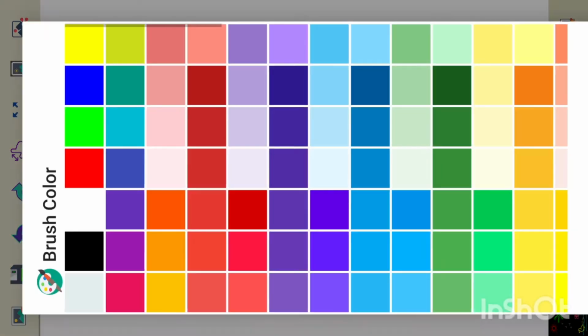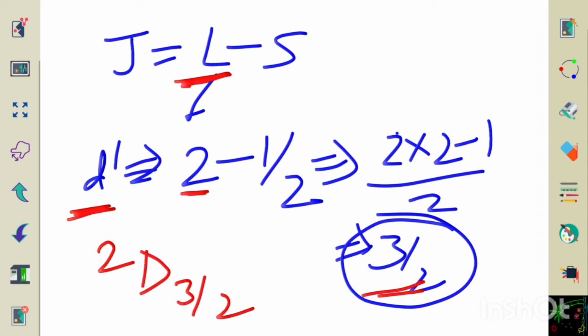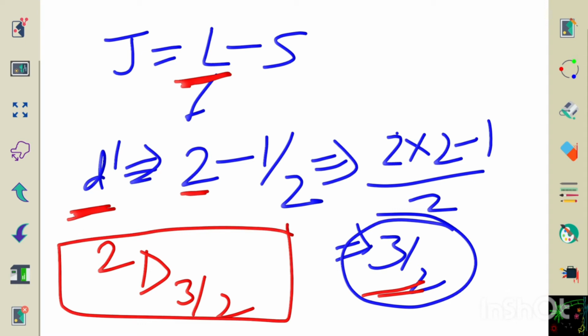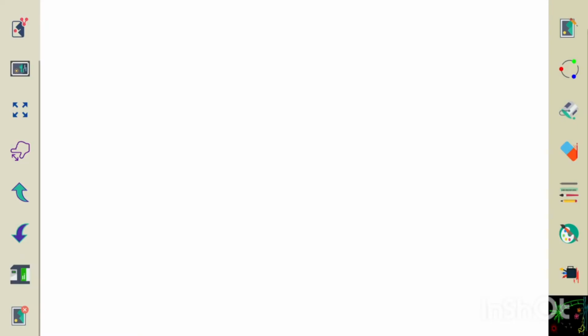So what will be the overall term symbol for the D1 configuration? It will be 2, which is equal to 2S plus 1, then because L was 2, it should be D, and J is found to be 3 by 2. So this is the term symbol for the D1 configuration. I think this one is very much clear to all of you. Okay, now move to the second example.